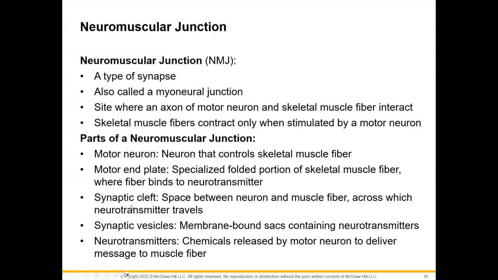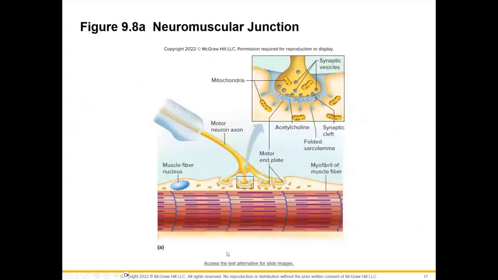But now that neurotransmitter has to go across a synaptic cleft. This is a space between the neuron and the muscle fiber across which the neurotransmitter travels. And the way that they travel is through synaptic vesicles. So these are membrane-bound sacs that contain the neurotransmitter. The neurotransmitters are chemicals released by the motor neuron, so from the nervous system, to deliver a message to the muscle fiber so it will contract.